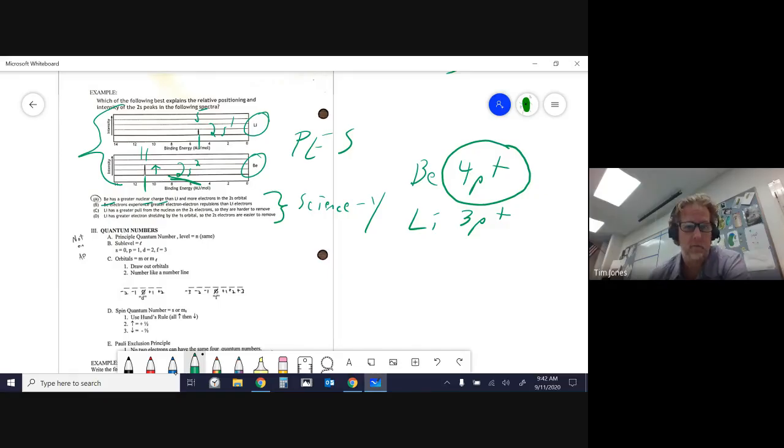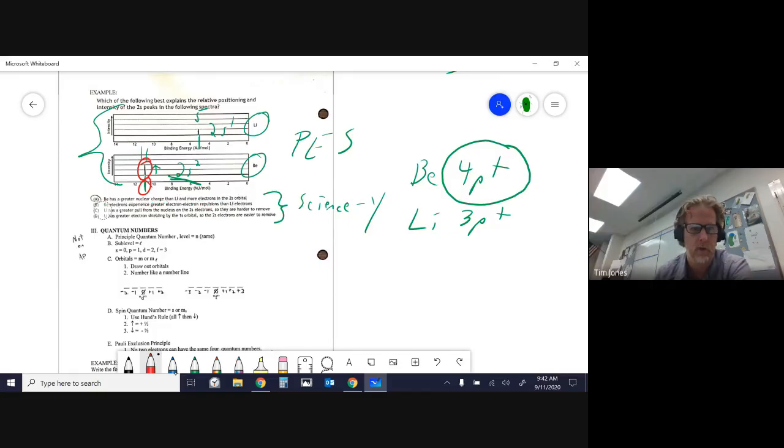Also, beryllium has more electrons in the 2s orbital. And so we see that it's twice as high, and it's higher energy. Now let's take a look at B.